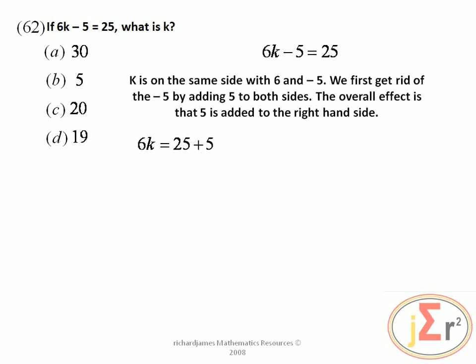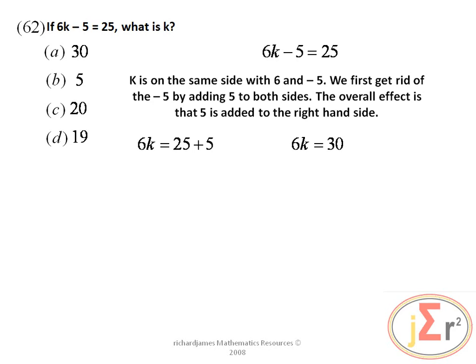So we have now 6k is equal to 25 plus 5. And of course, what is 25 plus 5? 25 plus 5 is equal to 30. So 6k is equal to 30. And as we have seen in a previous solution, we have 6k. What does 6k mean? 6 multiplied by k. So in order to eliminate that 6 from the left-hand side, if it is being multiplied, what do we do?